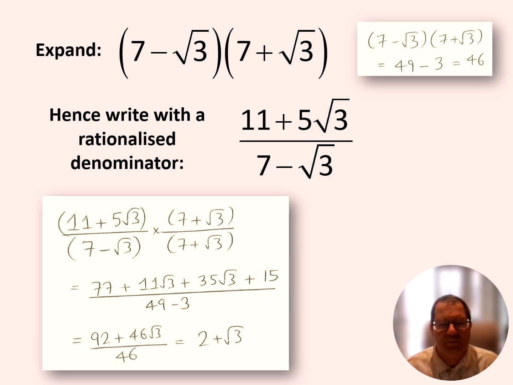On the numerator, we get 77 plus 11 root 3 plus 35 root 3 plus 15. The 15 comes from 5 root 3 times root 3. If we add those together, we get 92 plus 46 root 3. The denominator is 46. 92 divided by 46 is just 2. And 46 root 3 divided by 46 is root 3. So the final answer is a nice and simple 2 plus root 3.